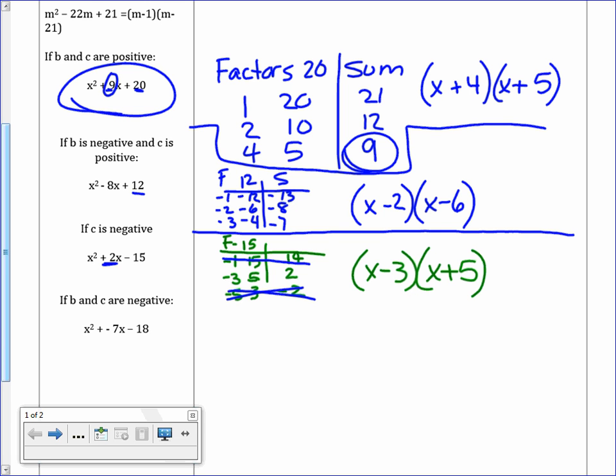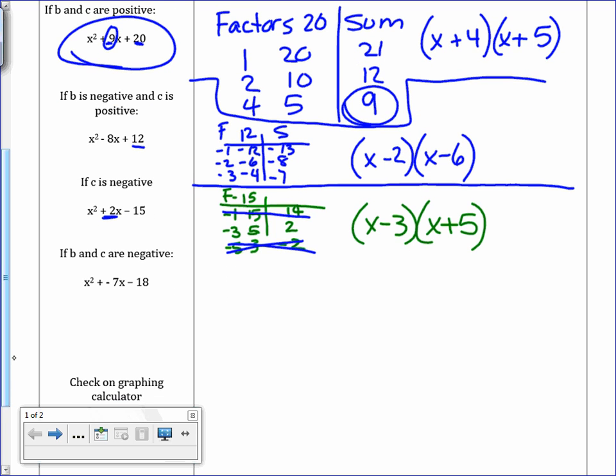Okay, so finally, we have if B and C are negative. All right, so if B and C are negative, I have x squared minus 7x minus 18. Okay, so factors of -18, and I'm trying to come up with a -7x. So let's see here.